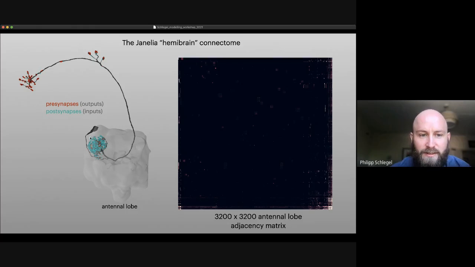Teal are the inputs, so you can see this is where this neuron has its dendrites, and it just happens to be a uniglomerular projection neuron, one nice confined structure. And then this is the axon. And not only do we know where the synapses are, we also know what these synapses connect. And from that, we can extract a matrix like this that essentially represents all the connections in the antennal lobe.